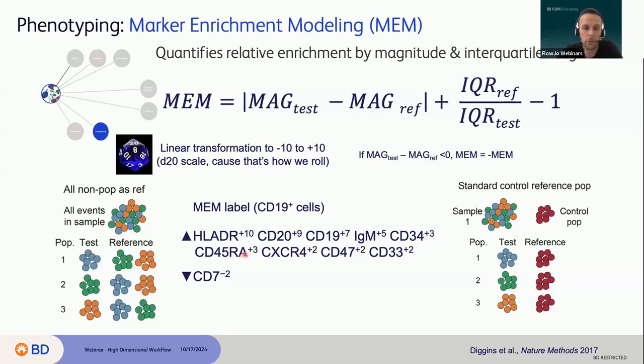CD45 positive vector of 3, CXCR4 positive vector of 2, CD47 positive vector of 2, CD33 positive vector of 2, and it gave us CD7 negative with a vector of 2. That means our population of reference was probably CD7 dim positive. Okay, with that label, I can tell that this population with those markers are my B cells, CD19 positive cells.